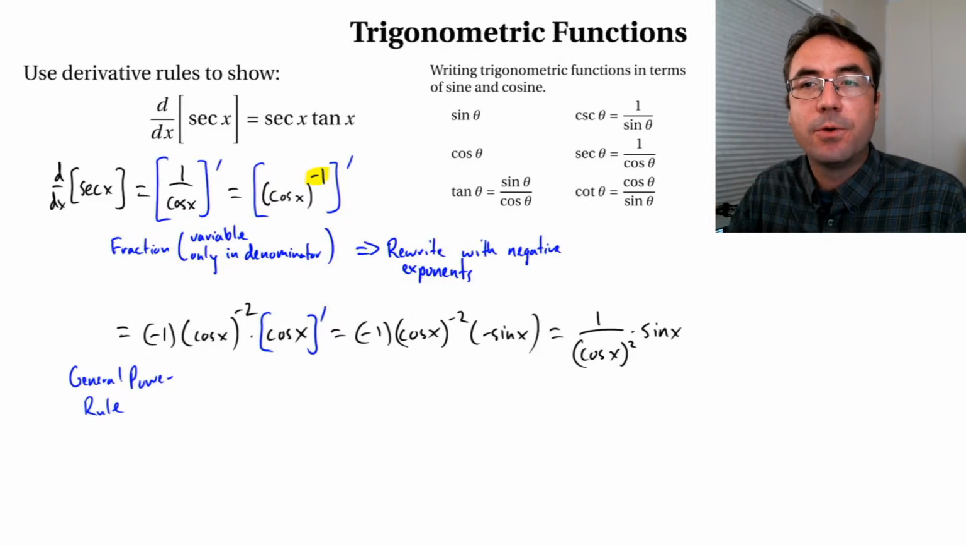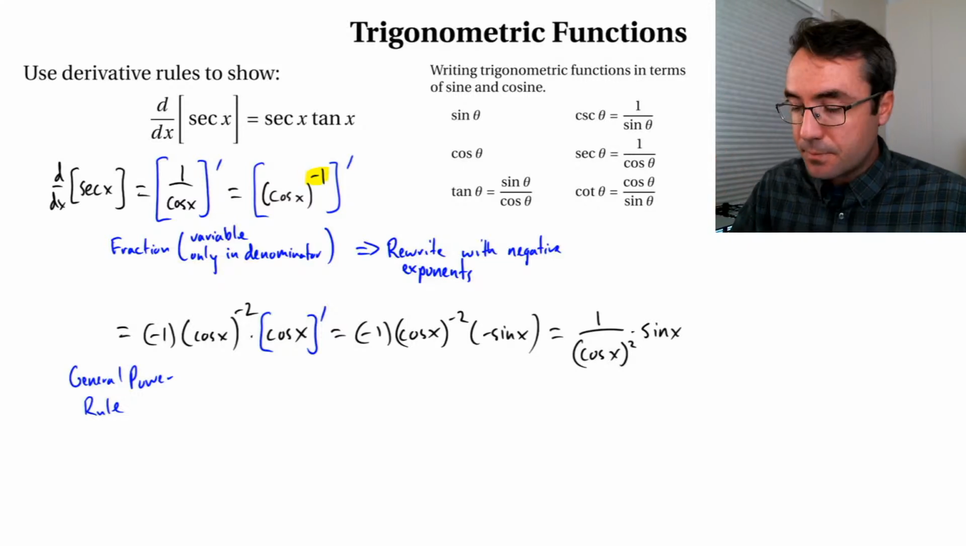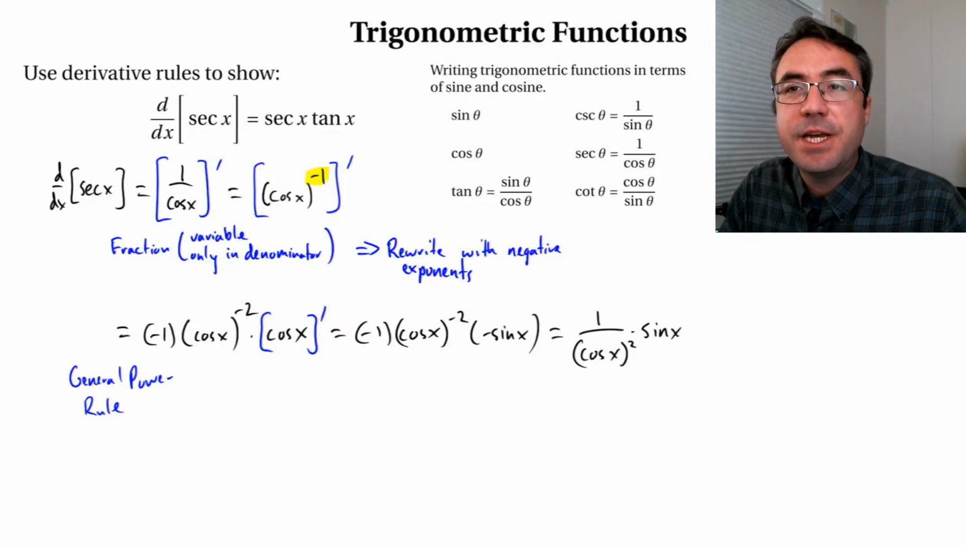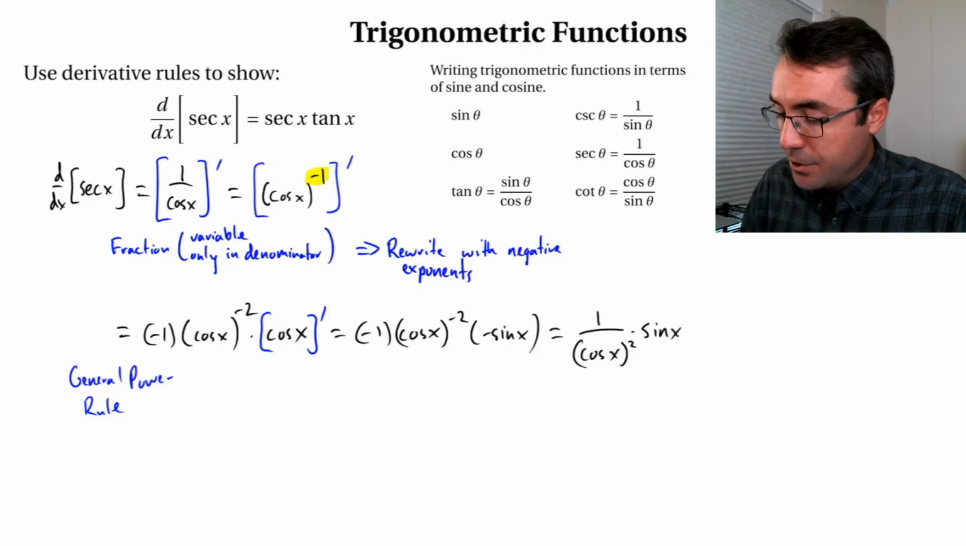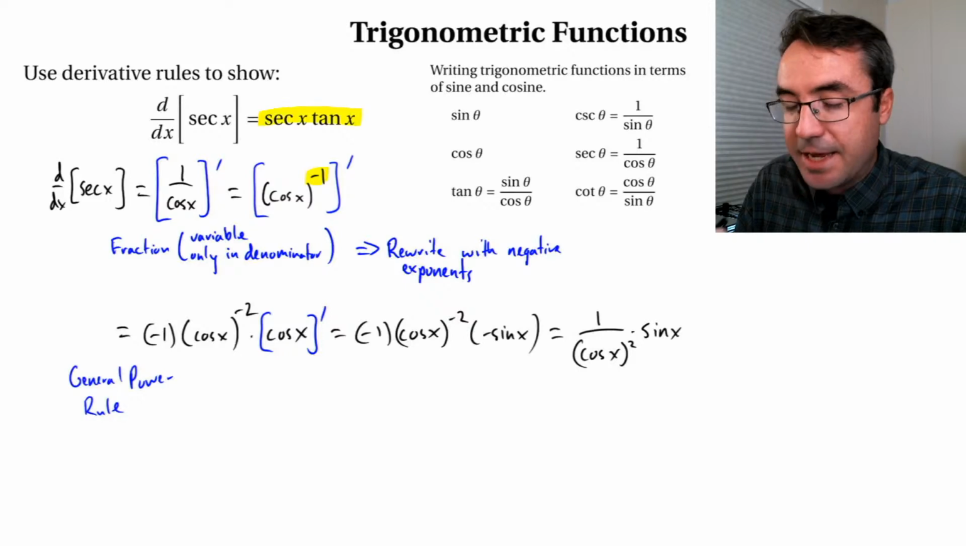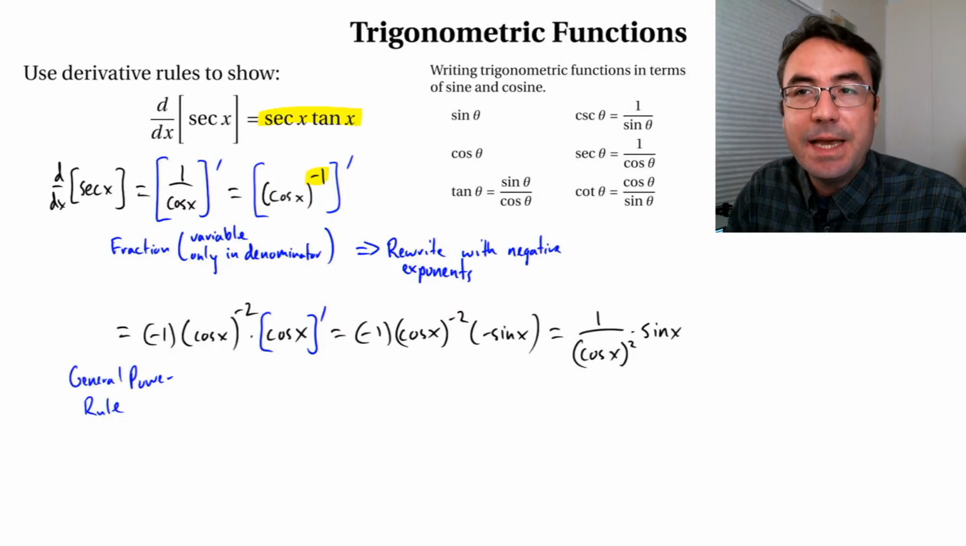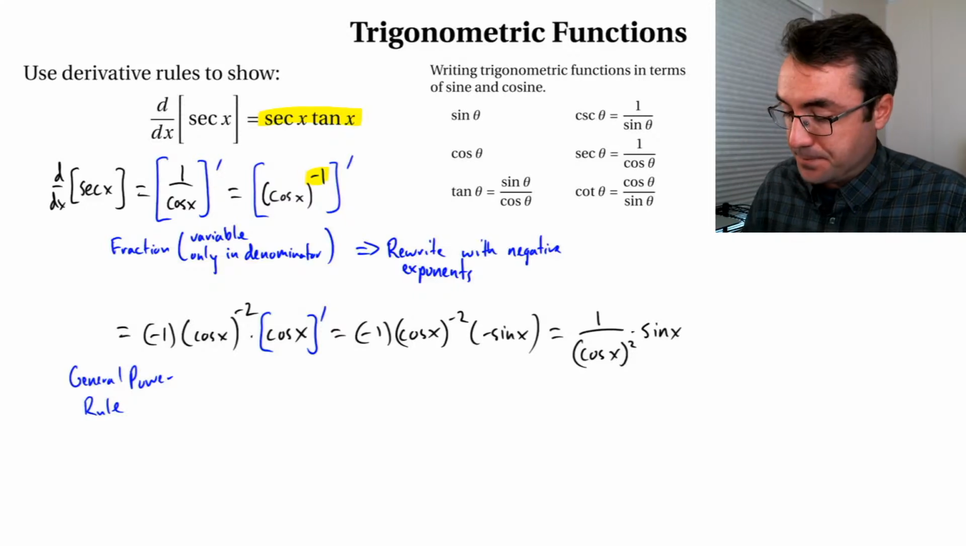So we did the general power rule, and then we rewrote that negative exponent so that it's back into a fraction. So we're done differentiating, but it's not in the format that we're used to here. It's not secant times tan. So how can we get it there? Well, we can use more of our trig identities.